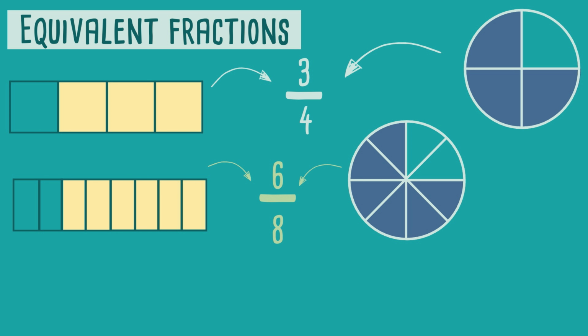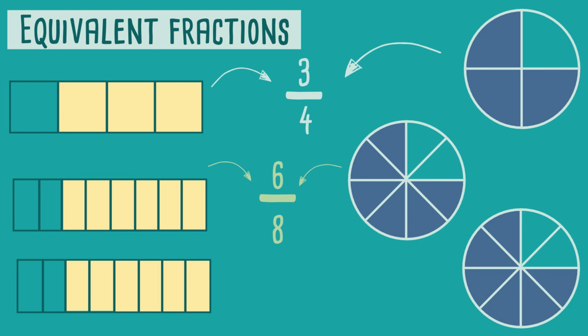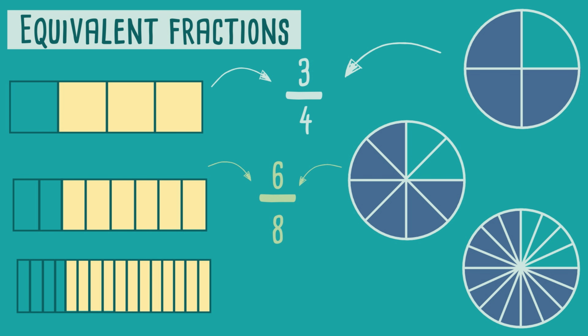We can actually divide them even more, into 16 equal parts. And here we end up with 12 out of the 16 parts, in other words 12/16. As you can see, we don't actually have any more or any less than we did when we had divided into 4 parts. We are just showing how much we have, but in different ways. Therefore, these fractions are all equivalent. In other words, they all show the same amount.